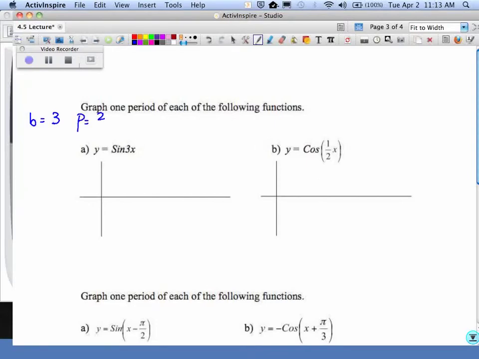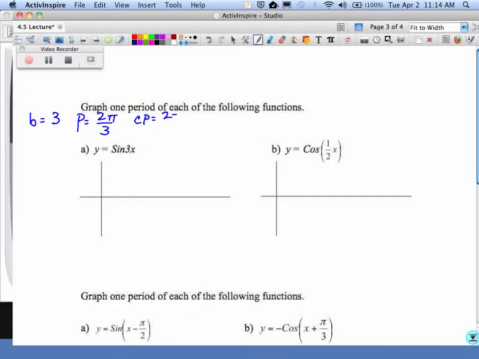So it means it's going to go through the same look, but instead of being out to 2 pi, it's only going to be at 2 pi over 3, so it's going to get done faster. And my critical point then will be 2 pi divided by 3 divided by 4.